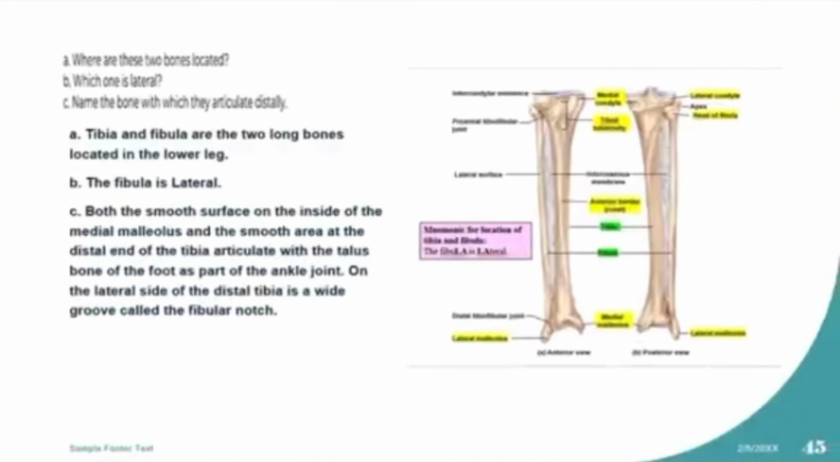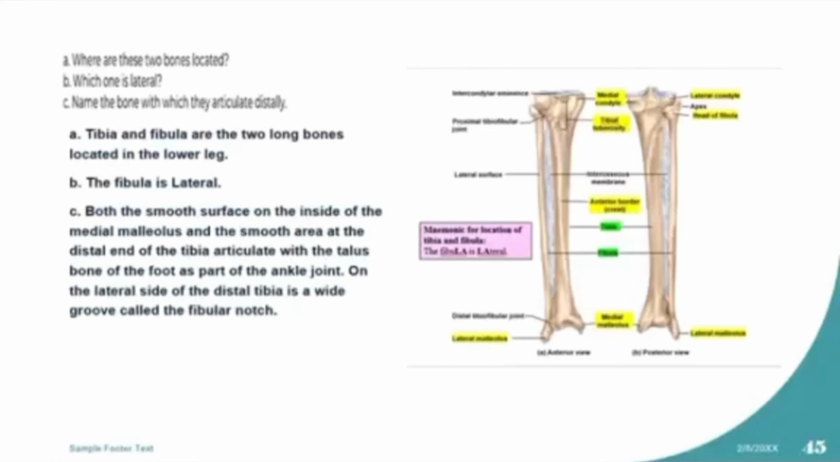Question A. Where are these two bones located? So the tibia and fibula are located in the lower leg. So question B. Which one is lateral? So as you can see here in the picture, the fibula is lateral.